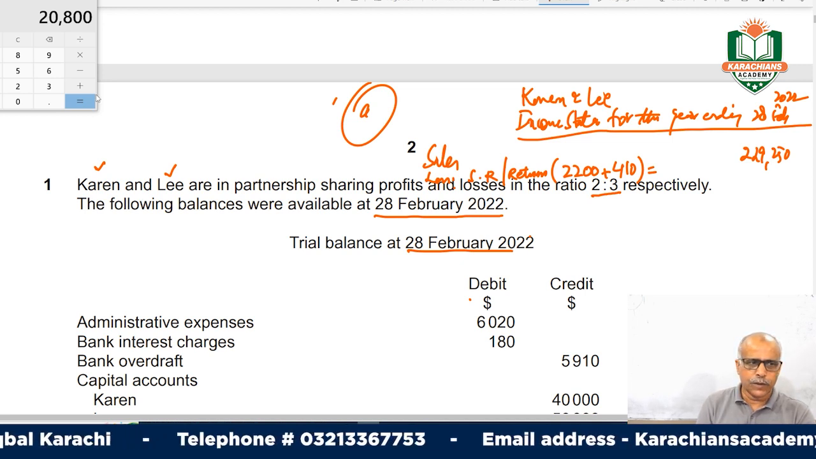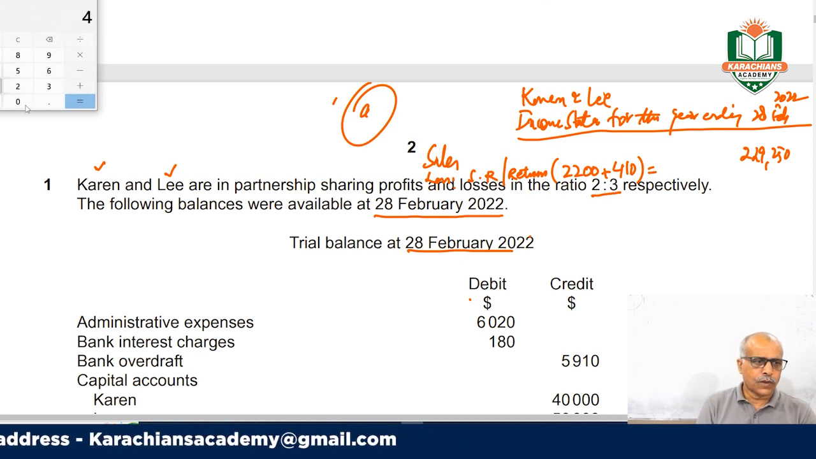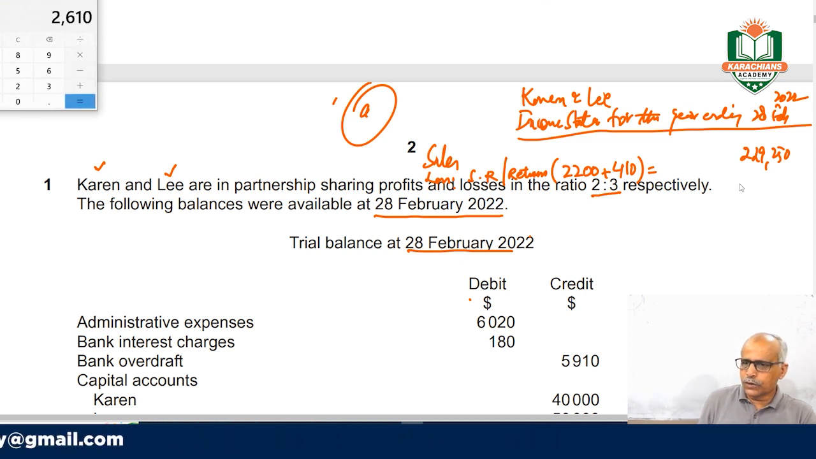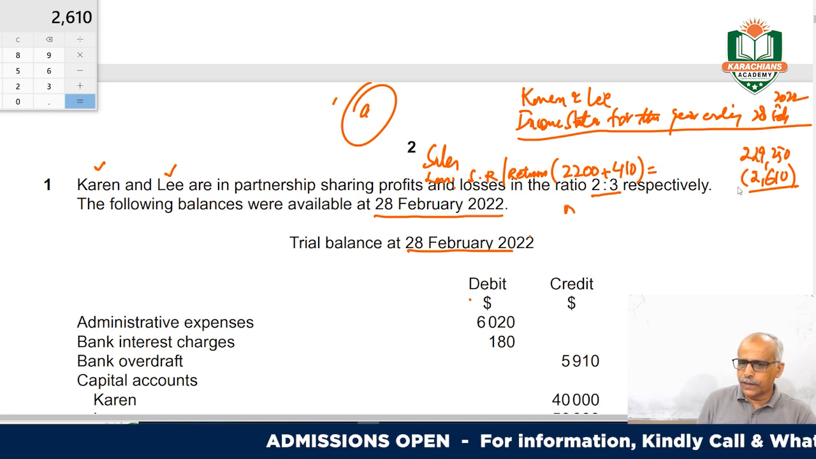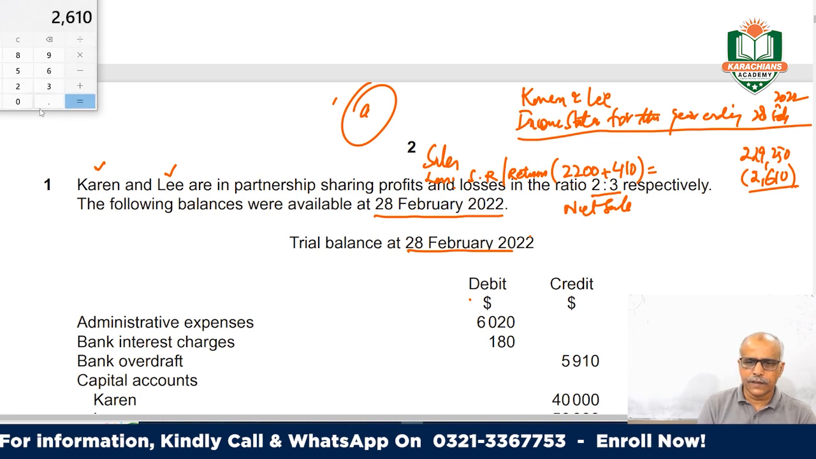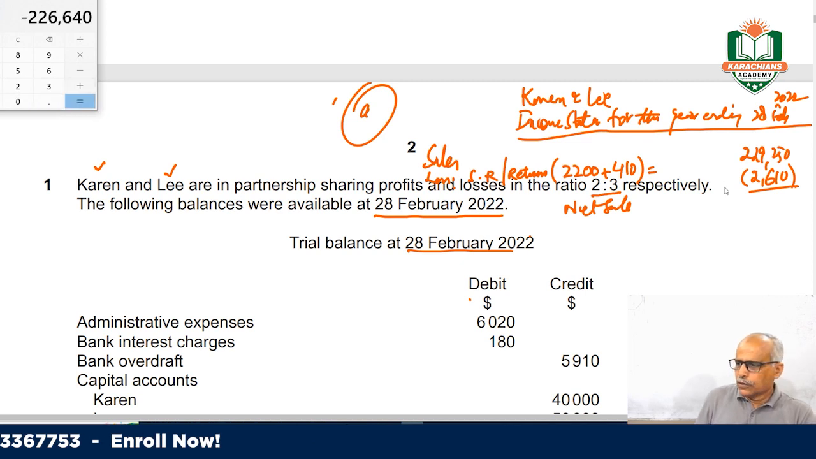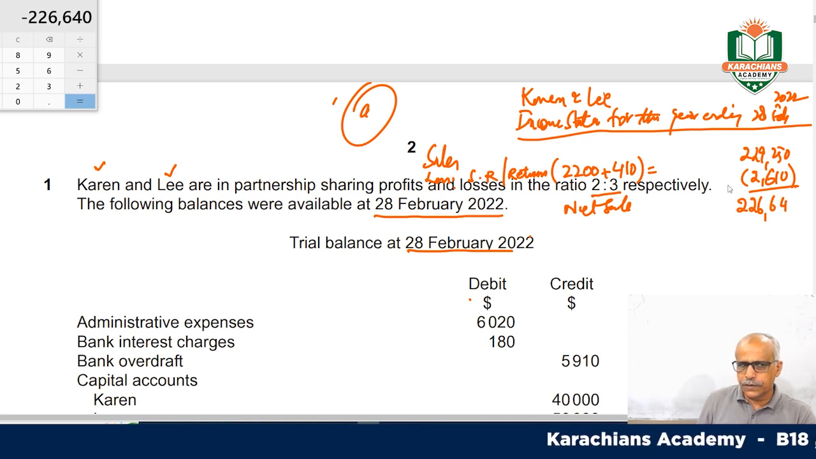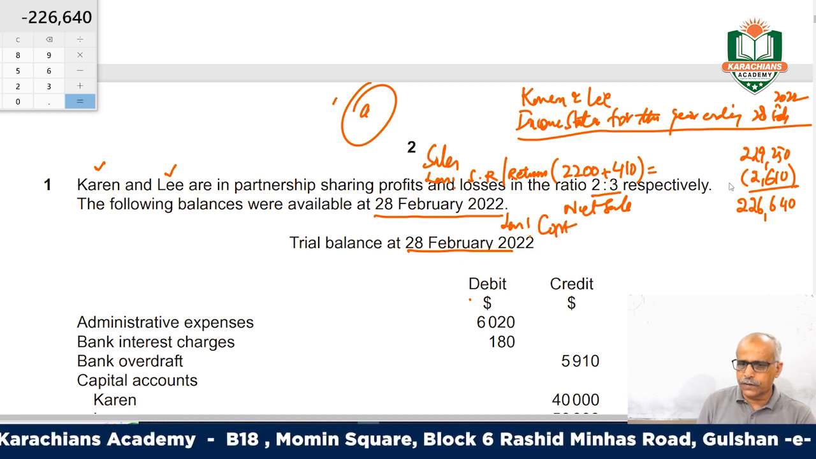So this will be how much? 2,200 plus 410, so 2,610. This is your total sales return. So net sales would be 229,250 minus 2,610, which is 226,640. Then you deduct cost of sales.